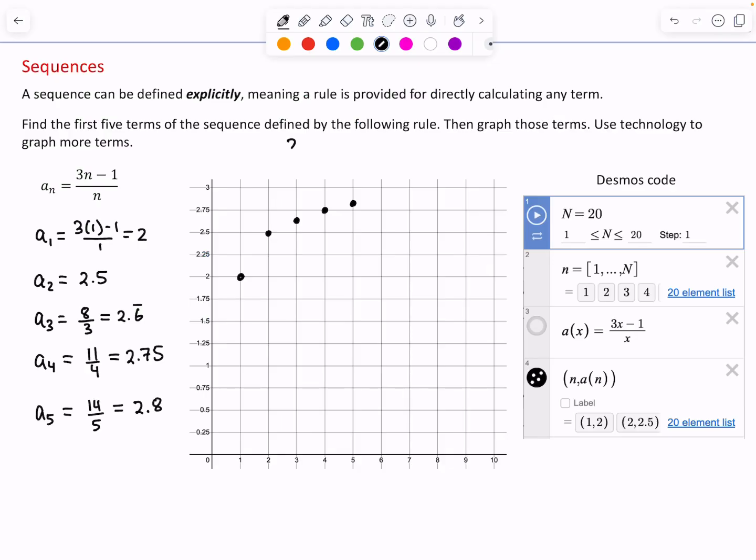Also notice that (3n minus 1) over n can be rewritten as 3n over n minus 1 over n, which is 3 minus 1 over n. And as n gets larger, this fraction will approach 0, meaning that this expression will approach 3 minus 0, which is 3, suggesting that we have a horizontal asymptote at y equals 3.